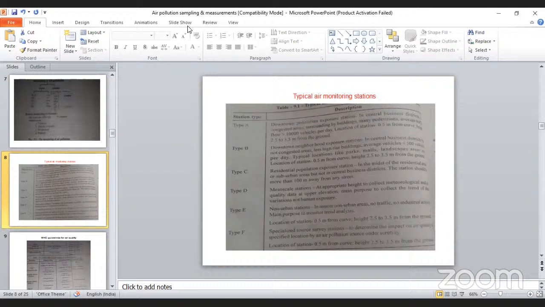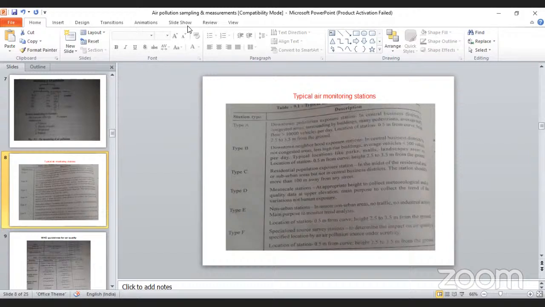And if you take type B, the average vehicle flow must be more than 500 per day. In such a situation, when we think what the area could be, it may not be congested, and has fewer high-rise buildings. It may be a business district, but locations like a park, mall, landscape area all come under this category. Here also, the location of the station is supposed to be around 0.5 meter from the curve, and the height 2.5 to 3.5 meter from the ground.